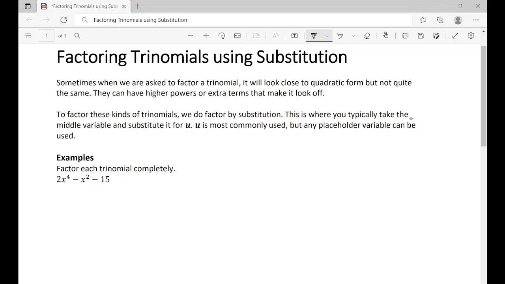This is where you typically take the middle variable and substitute it for u. Now I use u because that's what's most commonly used, but you can use any placeholder variable that you want to use. It's not a requirement to use u, but again, it is just standard practice for this.